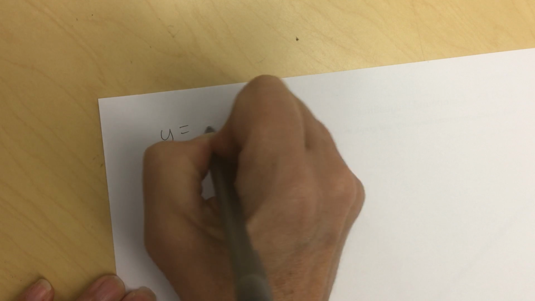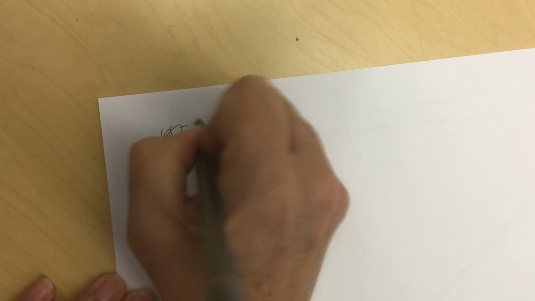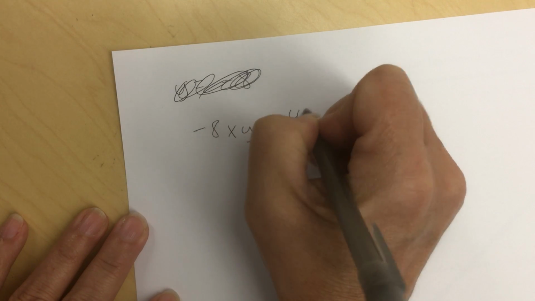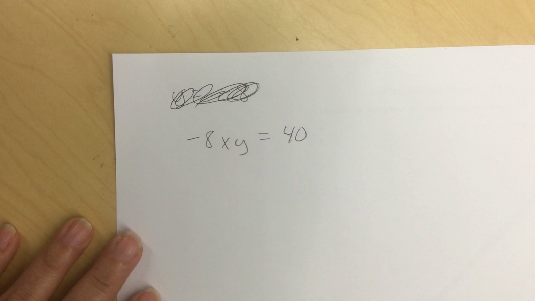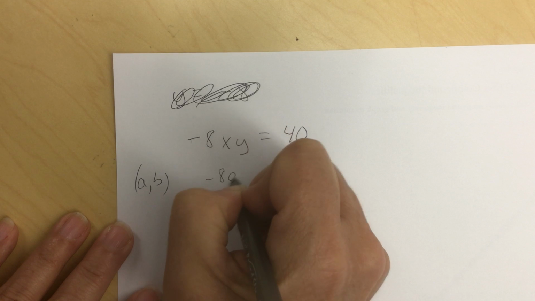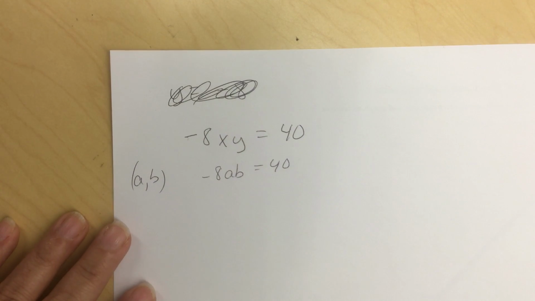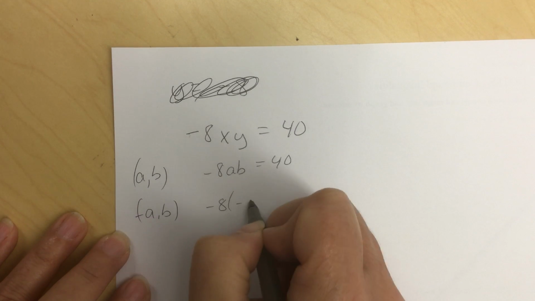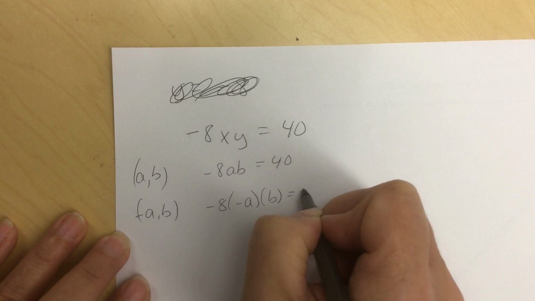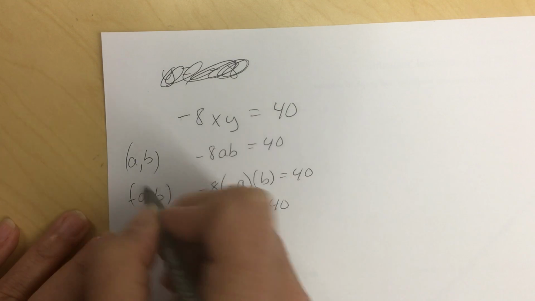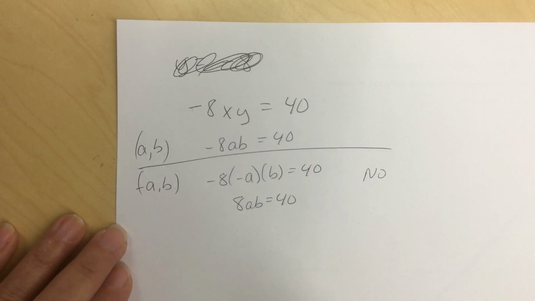But if you have an equation like negative 8xy is equal to 40, okay? If you check (a, b), that's negative 8ab is equal to 40. If you do negative a, that's negative 8 times negative a times b is equal to 40. That's 8ab is equal to 40. That's different, so that's a no.